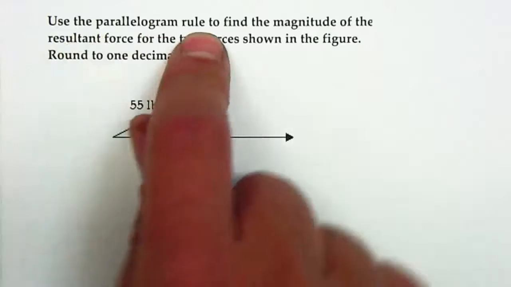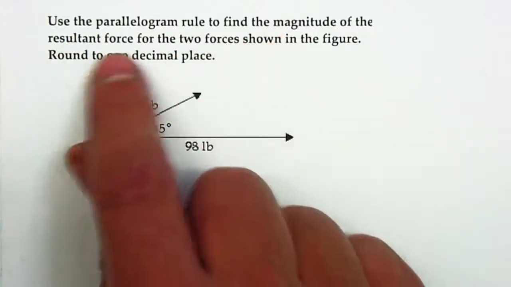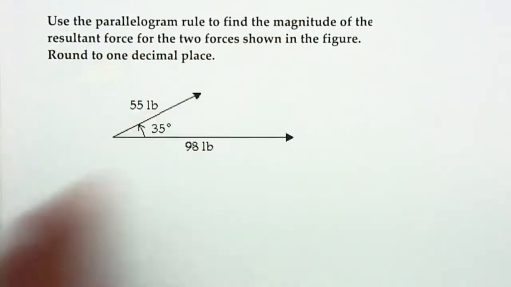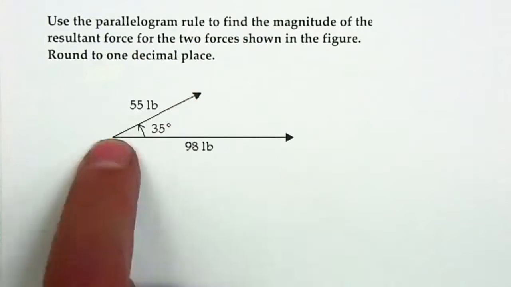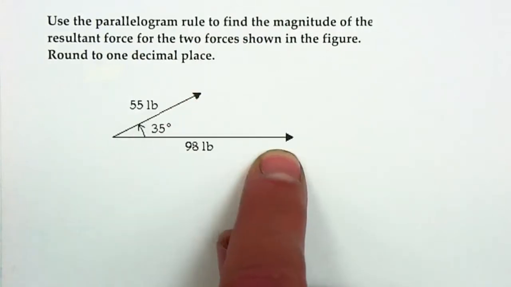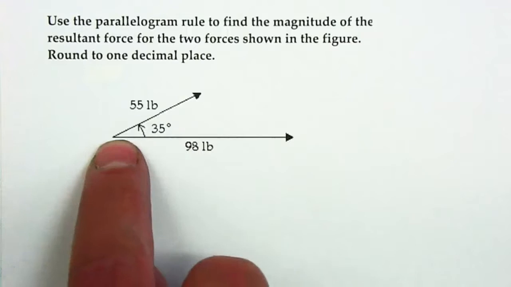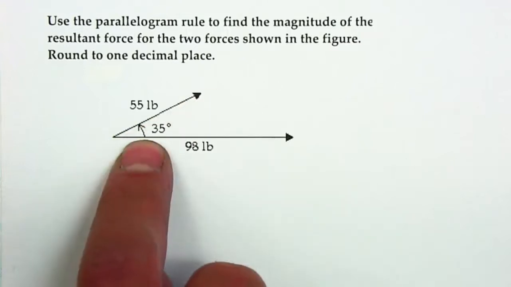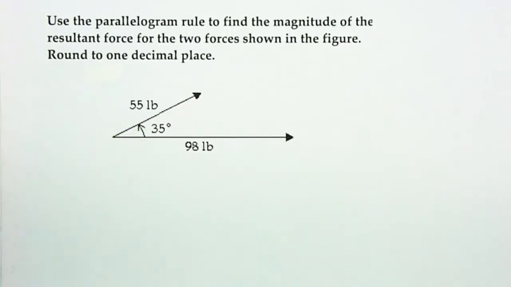Use the parallelogram rule to find the magnitude of the resultant force for the two forces shown in the figure. They are giving us two forces. The first force is 98 pounds towards the right. The second force is 55 pounds with a 35-degree angle. And we're trying to find the resultant force.